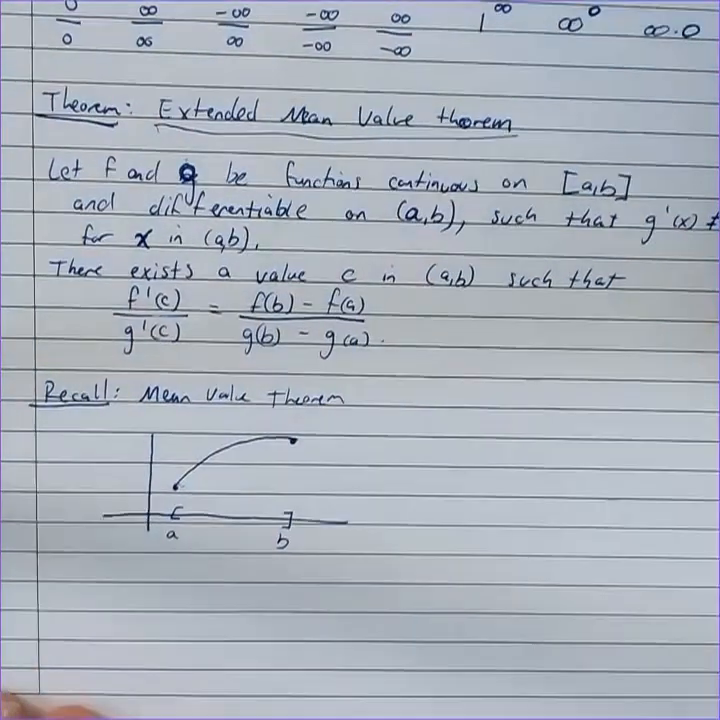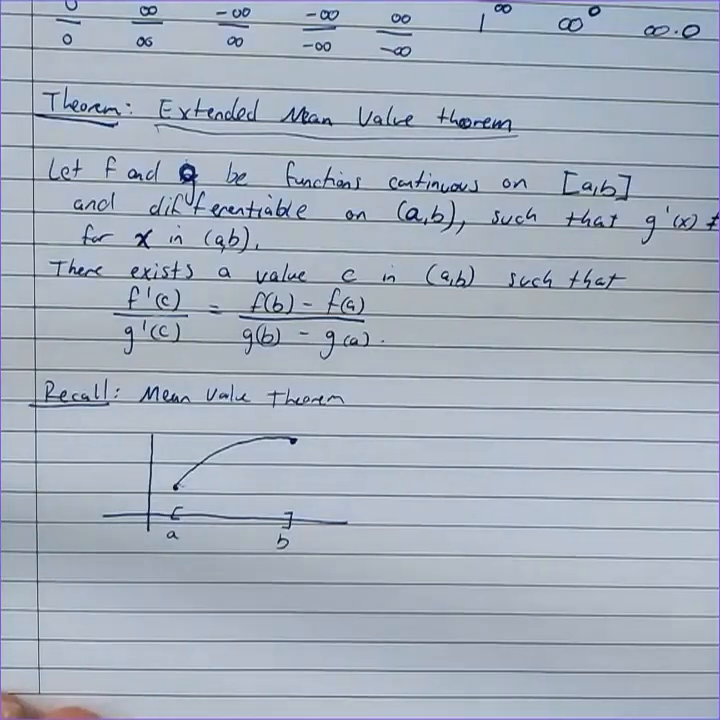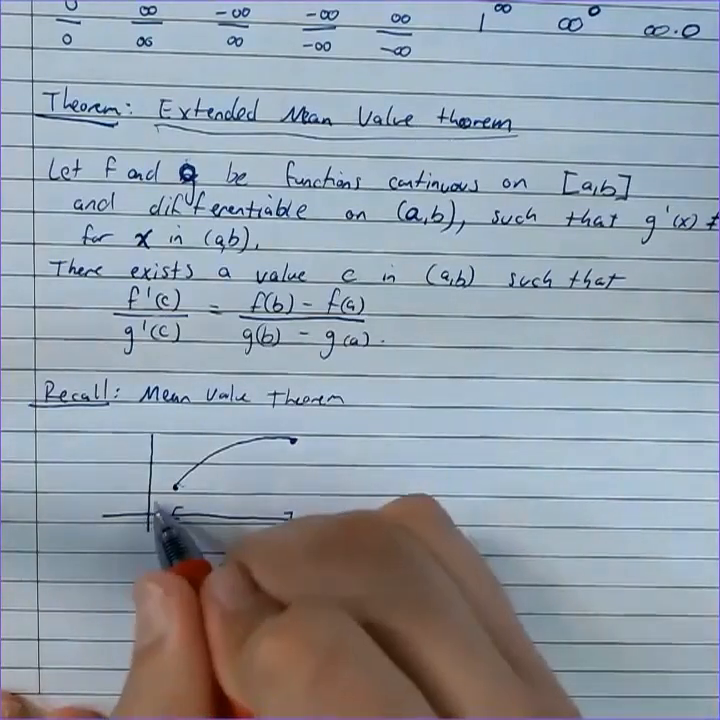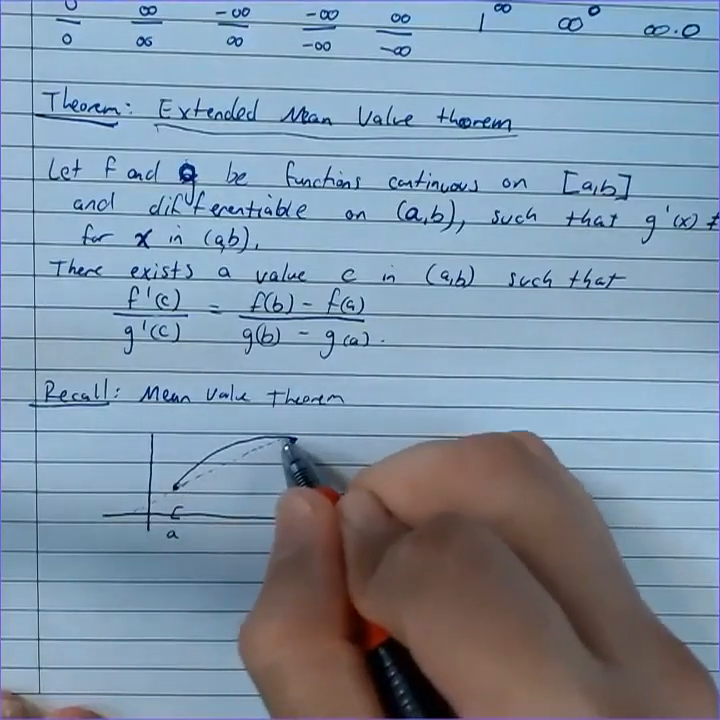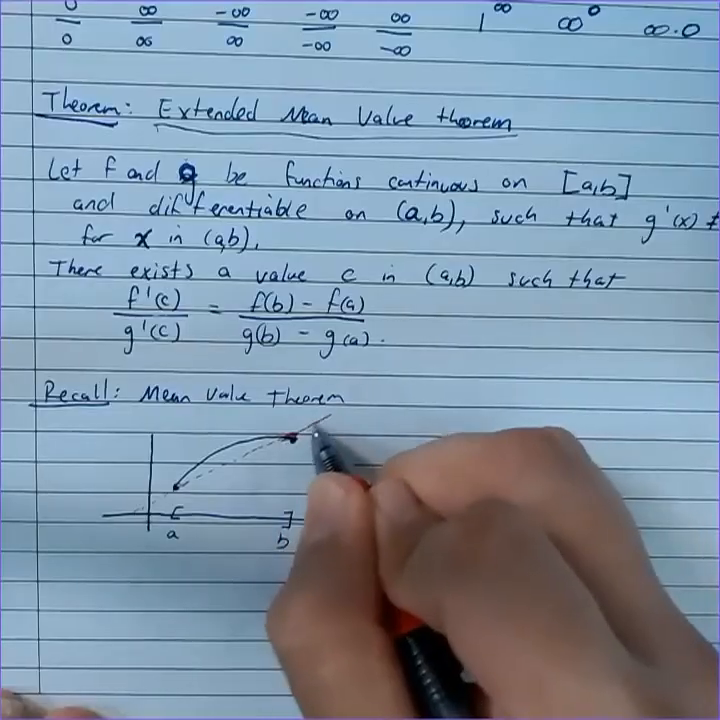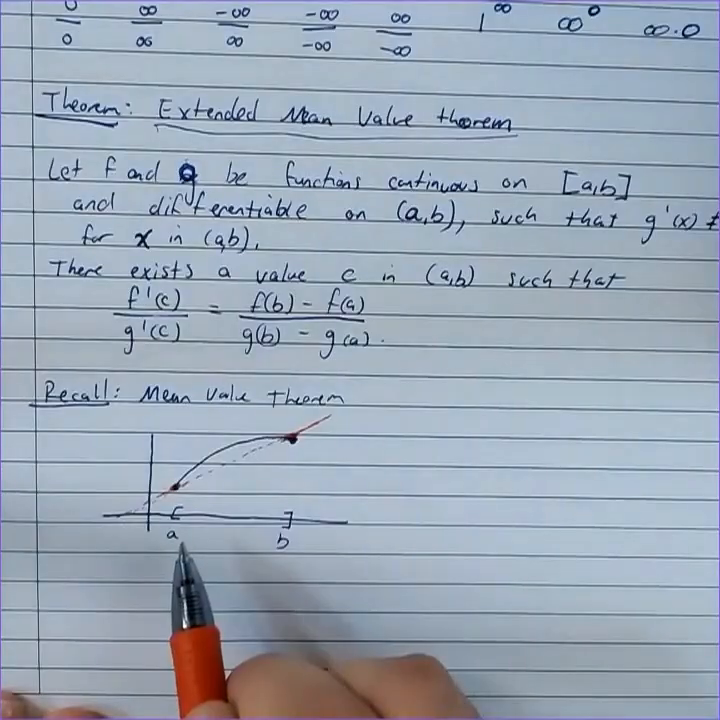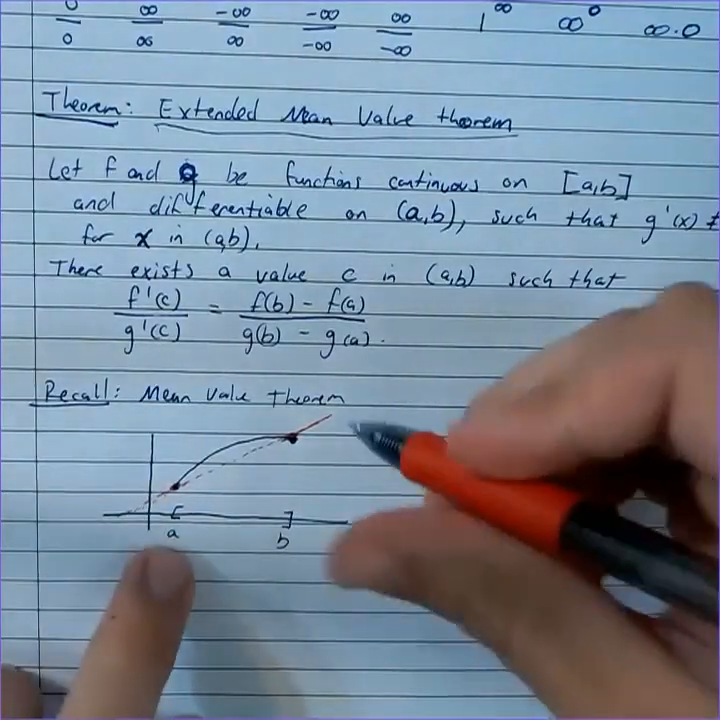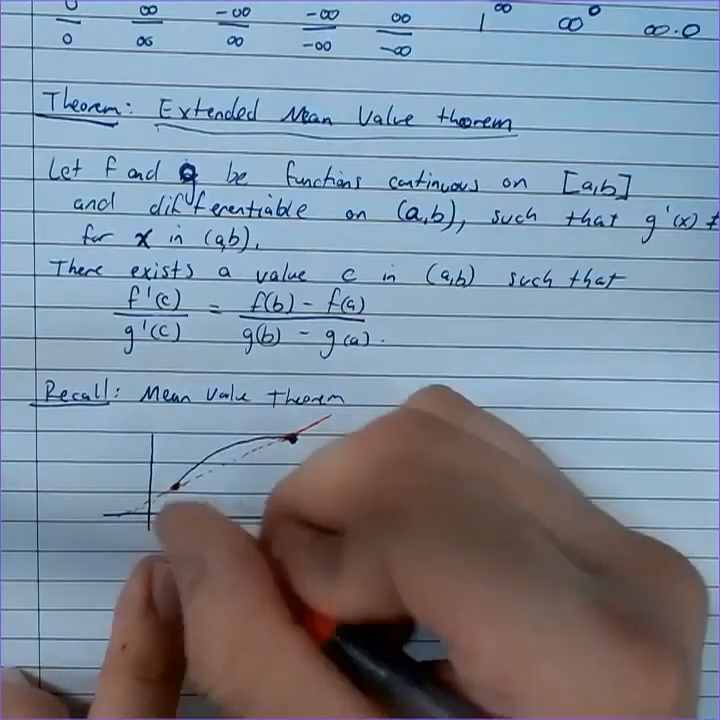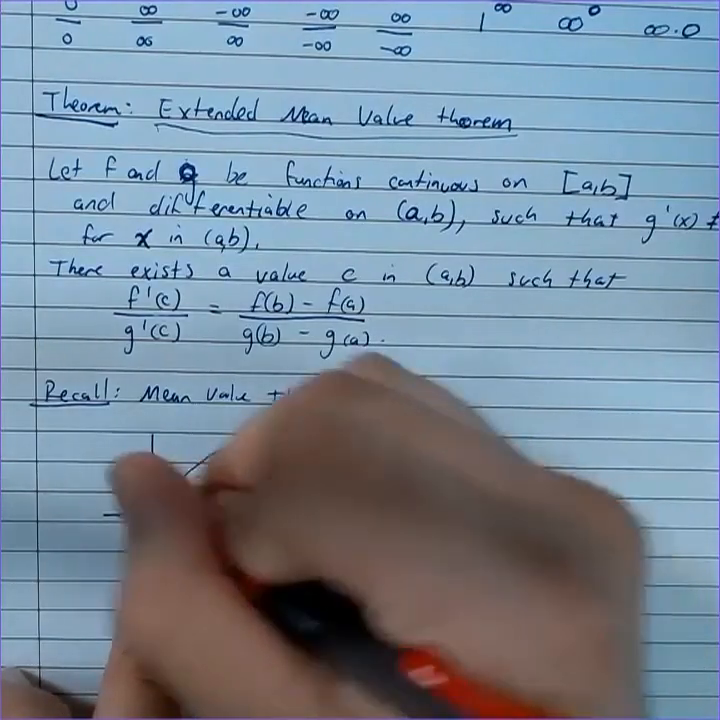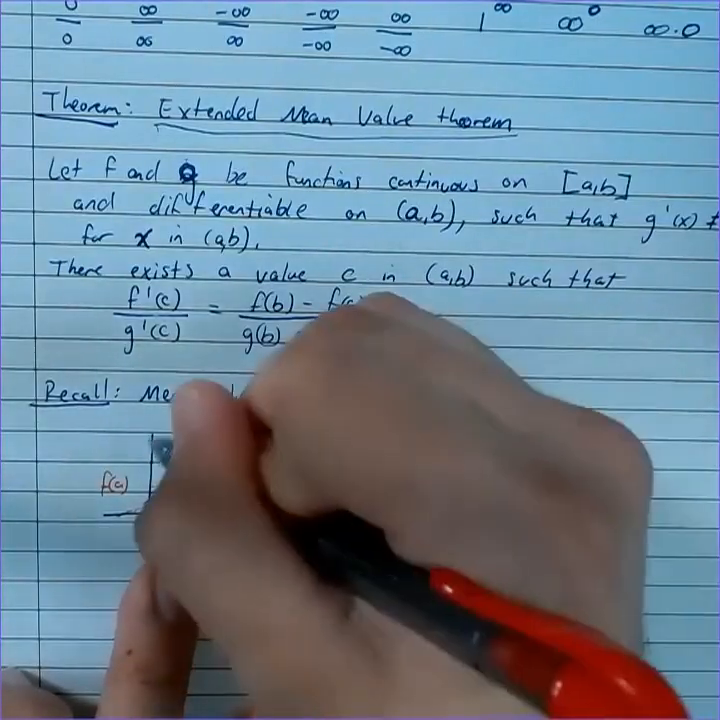Okay. Now, create a secant line between the two endpoints. Create a line that passes through, a straight line that passes through the beginning and the endpoint here. All right. So here, we're going to take the slope of this line. If this is A, then this must be f at A. If this is B, this must be f at B.